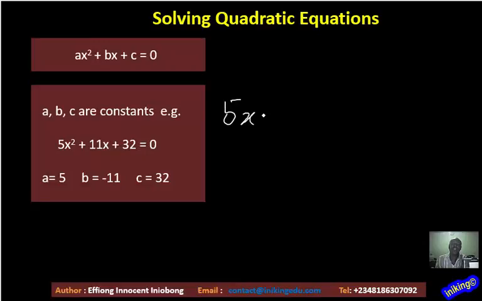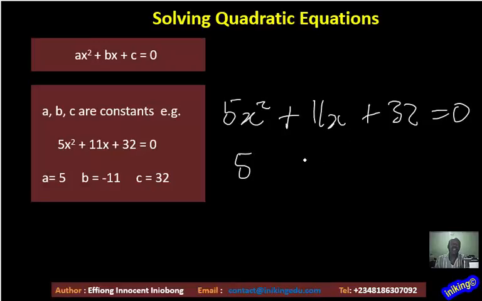We have 5x squared, as you can see, plus 11x plus 32 equal to 0, where the values 5, 11, and 32 are constants a, b, and c. Sorry, this should be 11, not minus 11.